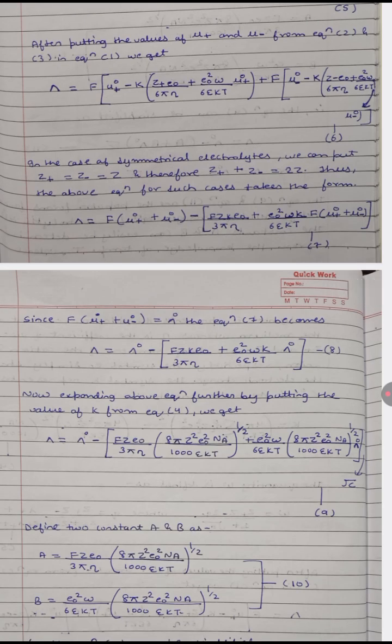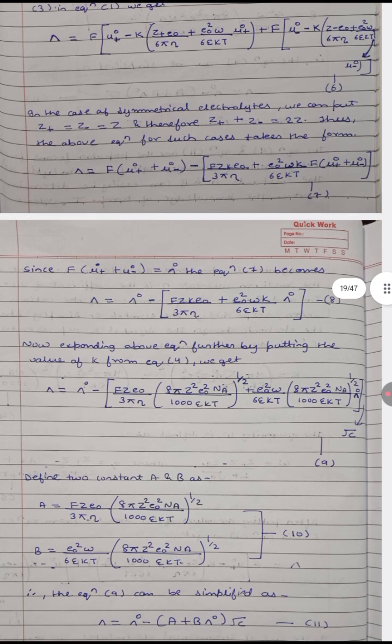After putting the values of μ⁺ and μ⁻ from equations 2 and 3 in equation 1, we get λ = F[μ⁰⁺ − κ(Z⁺e₀/(6πη) + μ⁰⁺²·ω/(6εkT))·μ⁰⁺] + F[μ⁰⁻ − κ(Z⁻e₀/(6πη) + μ⁰⁻²·ω/(6εkT))·μ⁰⁻], equation 6.